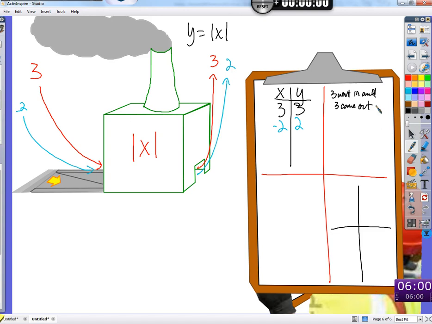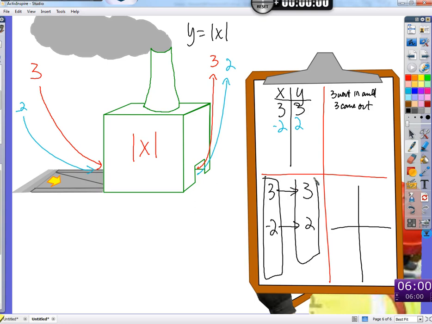Any other ways that you can think of? Just ways to show this number went in and this number came out. Like 3, arrow 3? Sure. 3 went in and 3 came out. Negative 2 went in and 2 came out. This is one that actually is in the book and it's common and it has a name. It's called a mapping diagram.